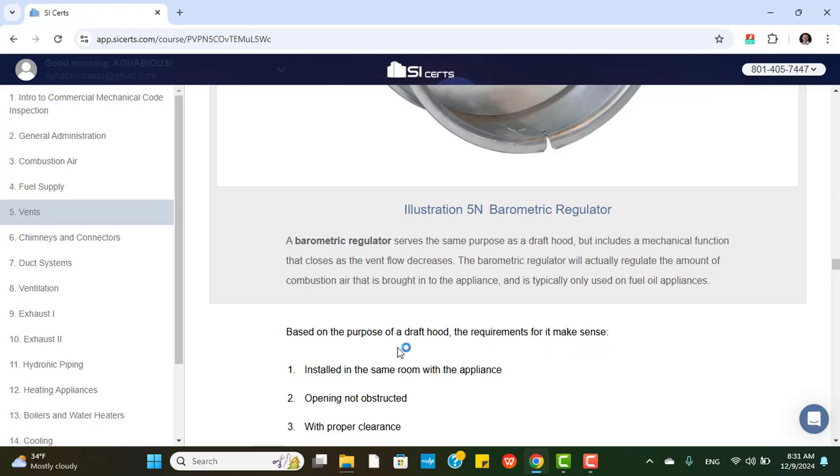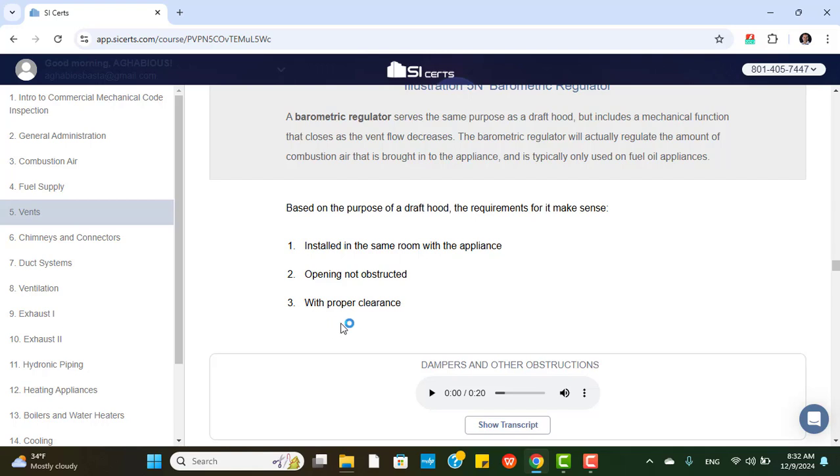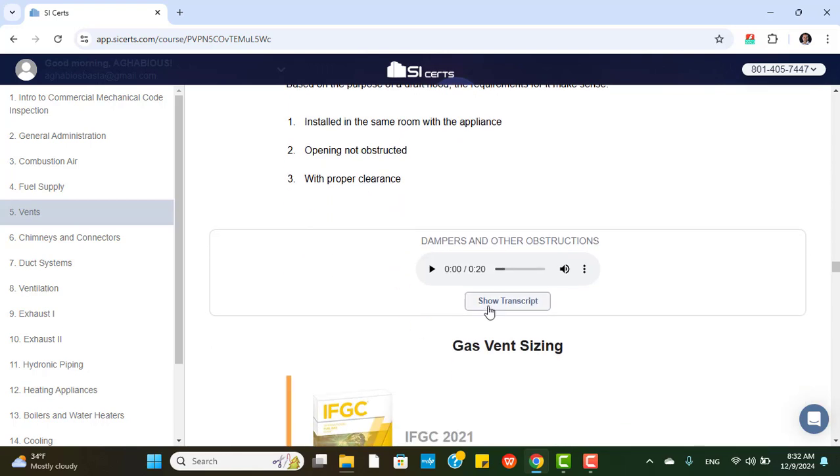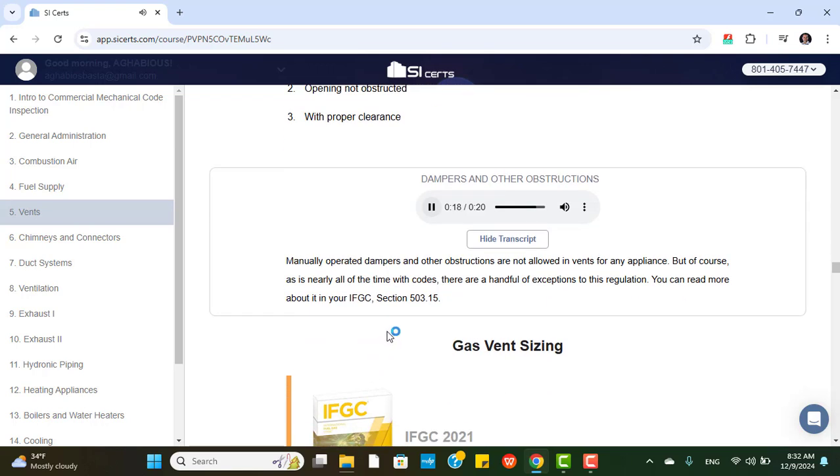Based on the purpose of the draft hood, the requirements for it make sense. Number 1, installed in the same room with the appliance. Number 2, opening not obstructed. Number 3, with a proper clearance. Dampers and other obstructions: manually operated dampers and other obstructions are not allowed in vents for any appliance. But of course, as is nearly all of the time with codes, there are a handful of exceptions to this regulation. You can read more about it in your IFGC section 503.15.